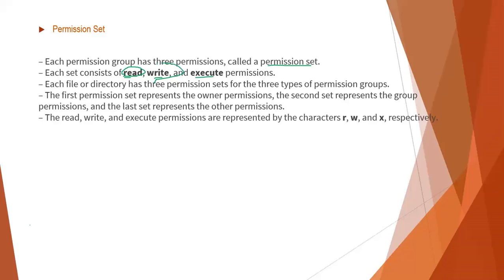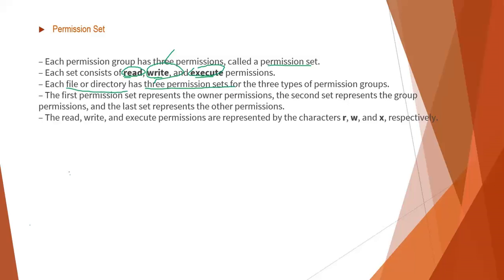When I give the permission as write, the person or the user can make changes or modify the data in the file. Execute, you can only execute the program, any program or any file, but you cannot do any changes to it. So each and every file or directory will have all these three sets of permissions.